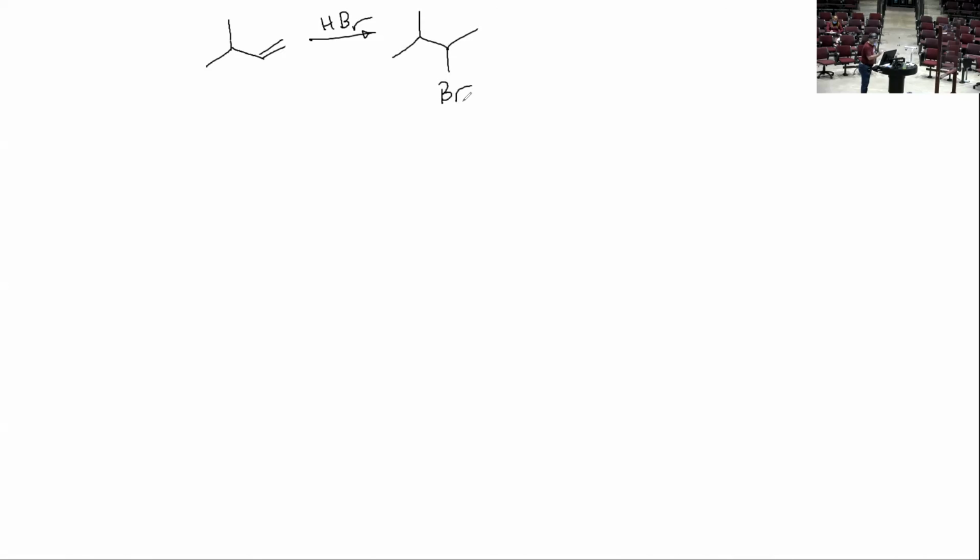And indeed, I think you would get some of that. But I don't think this is going to be the major product. I think the major product would look like this, because it's going to go through a carbocation rearrangement. So how does that happen? Well, it starts out looking entirely normal and as expected. This bond is going to swing out this way to pick up the proton.